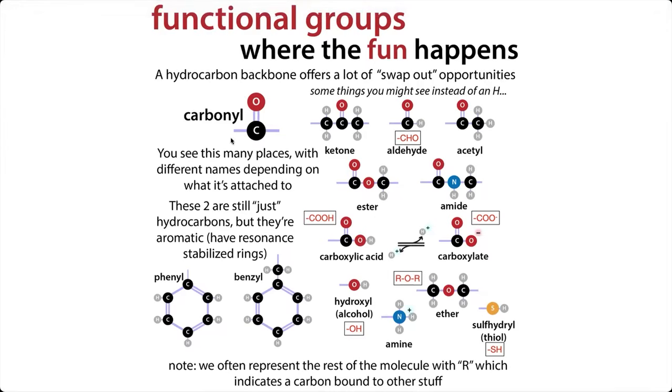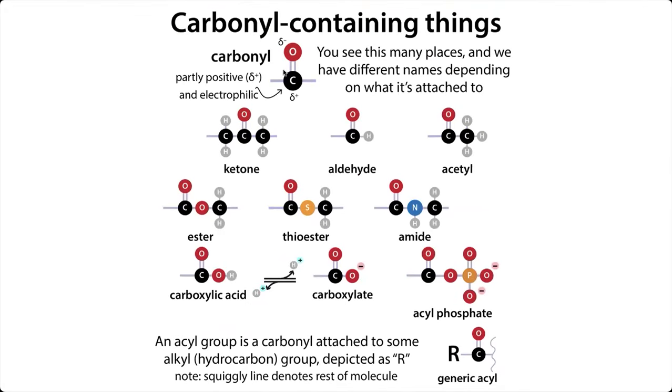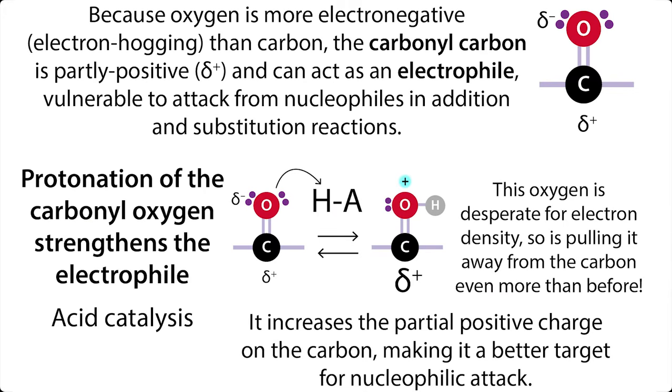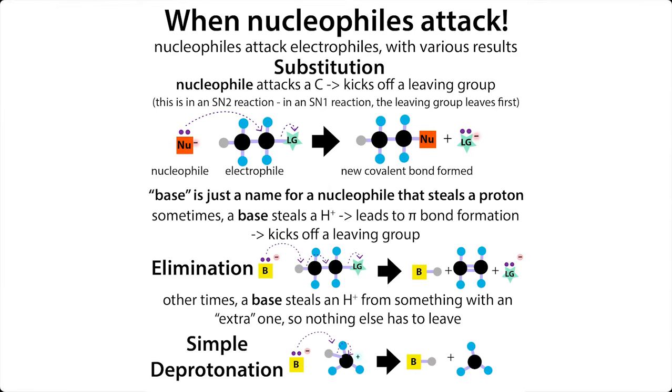So you'll see this group, carbonyl, C double bonded to an O, show up all over the place. And it's really special because the oxygen is more electronegative. It's going to pull the electrons away from the carbon, making the carbon partly positive and the oxygen partly negative. And so the carbon is going to be electrophilic and vulnerable to attack. That's the chemical reason why you see it show up all over the place, because it's this useful thing.